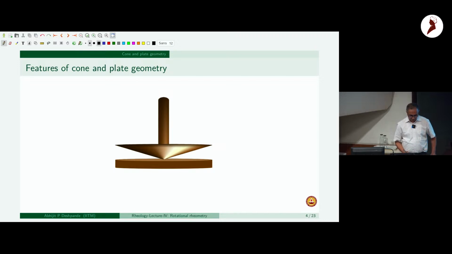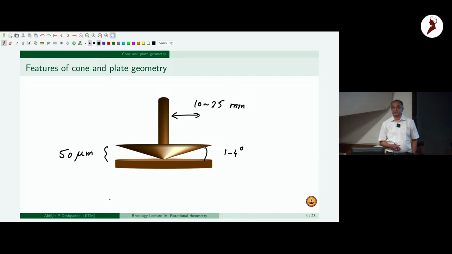And so the cone and plate geometry, the way it's constructed, the angle is very small. So this is sort of 1 to 4 degrees. So it's an extremely small cone angle. And the gap is also exceedingly small. Generally the radii could be of the order of 10 to 25 millimeters, and the gaps that you see would be around 50 micrometers. So you can see that it's an extremely thin sample.